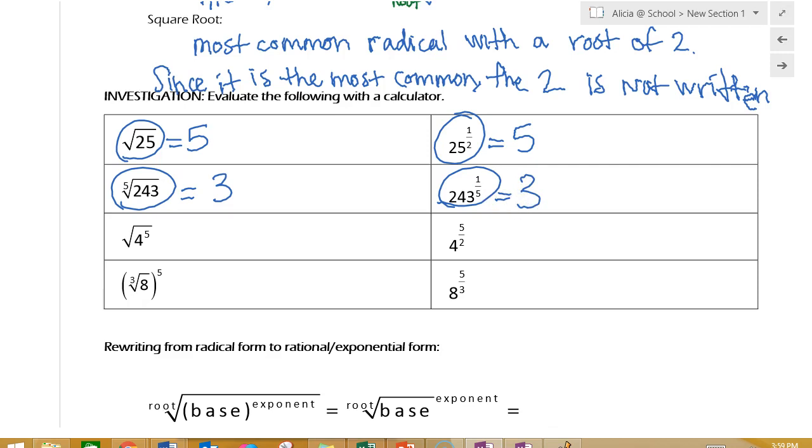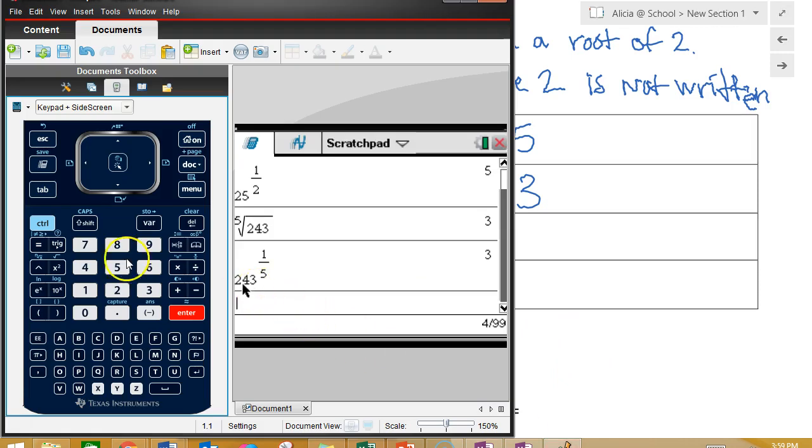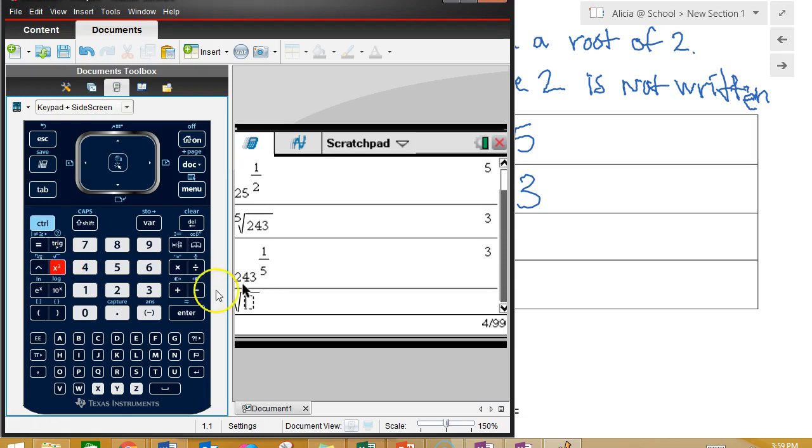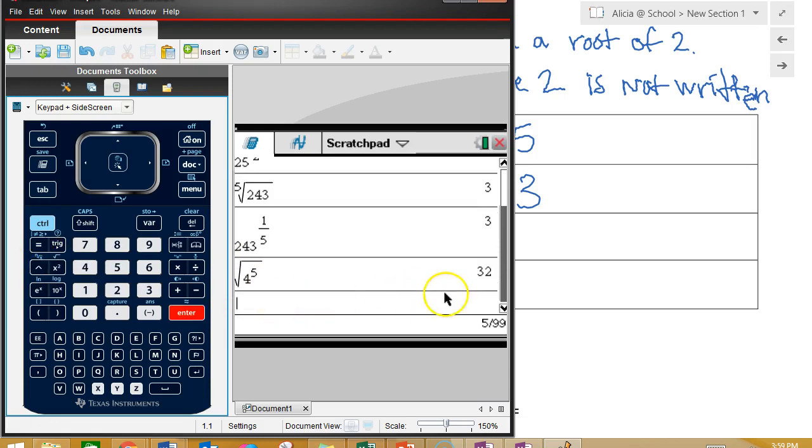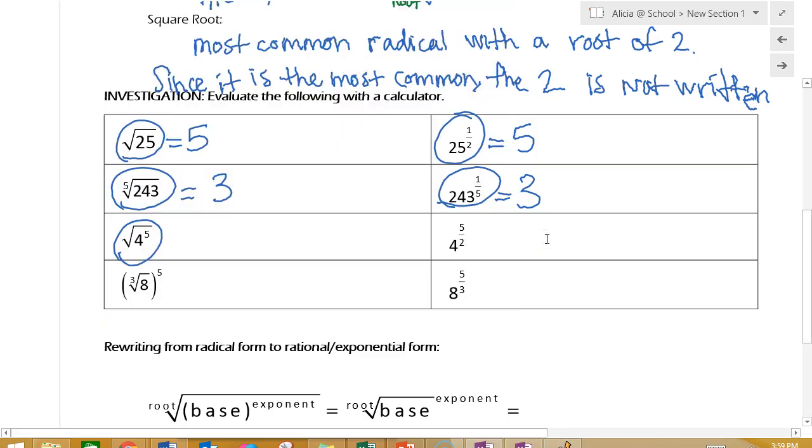Alright, looking at this next example here, I have the square root of 4 raised to the 5th power. So I'm going to go ahead and type in the control x squared to get my square root, and I have to type in 4 raised to the 5th power. And that's going to give me an answer of 32. So I'm going to type that in, 32.